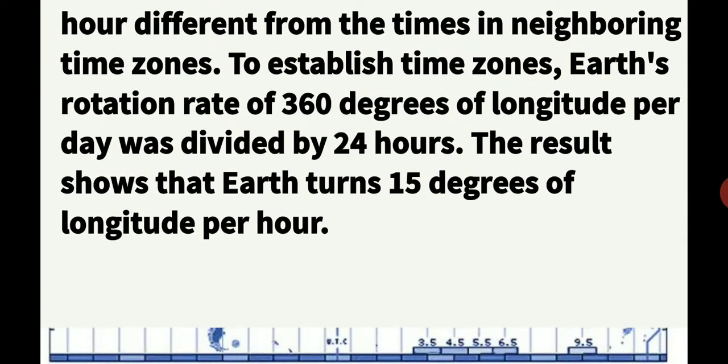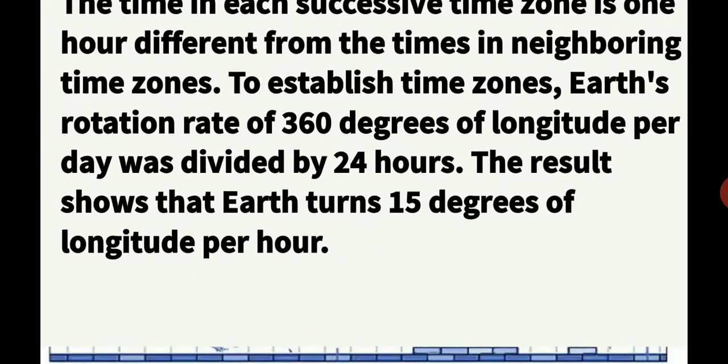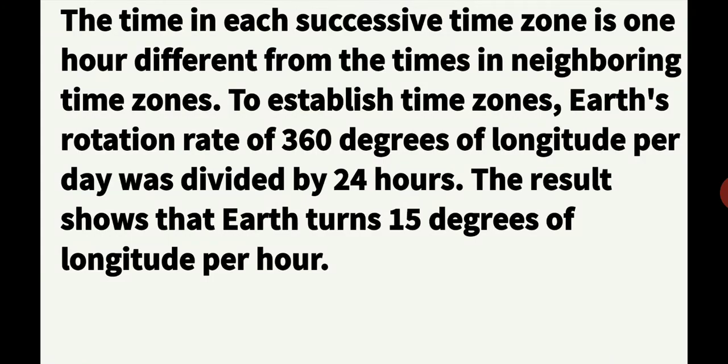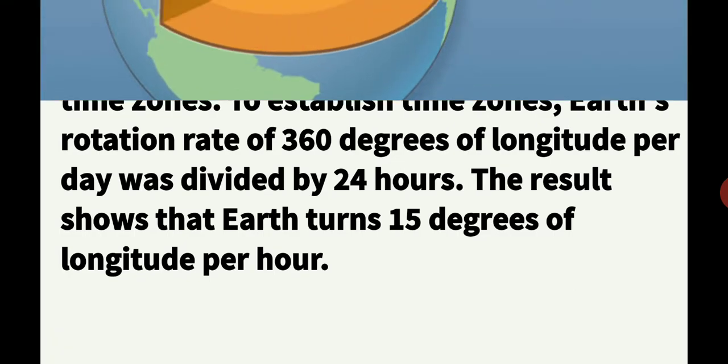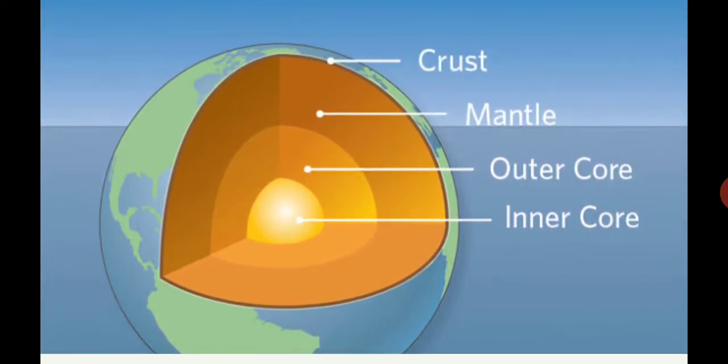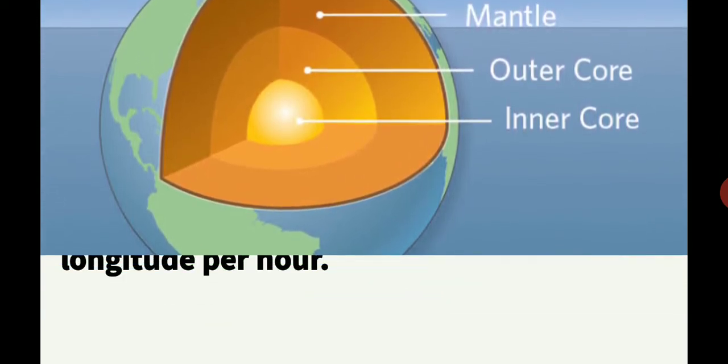Now the time in each successive time zone is 1 hour different from the times in neighboring time zones. To establish time zones, the Earth's rotation of 360 degrees of longitude per day is divided by 24 hours. The result shows that Earth turns 15 degrees of longitude per hour. Okay, so let us see how it is inside our earth.